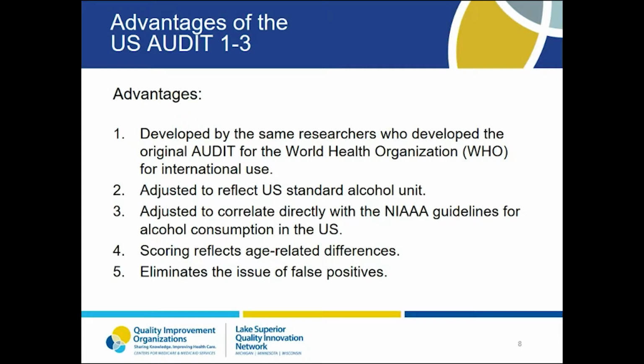Second, the US Audit 1 through 3 has been adjusted to reflect the US standard alcohol unit of 14 grams. It has also been adjusted to correlate directly with the NIAAA guidelines for alcohol consumption here in the United States. And its questions have been adjusted to reflect both gender and age differences. But most importantly, these changes have eliminated the issue of false positives, allowing for productive conversations with patients regarding the results of their screen and how it relates to recommendations for low-risk alcohol consumption.